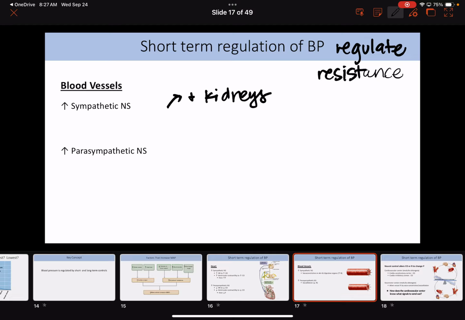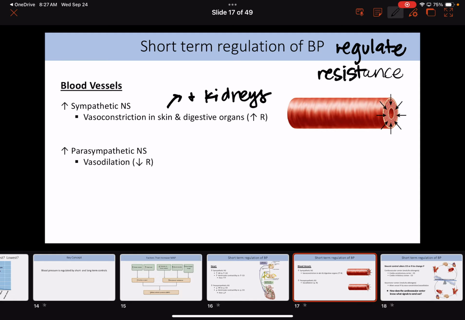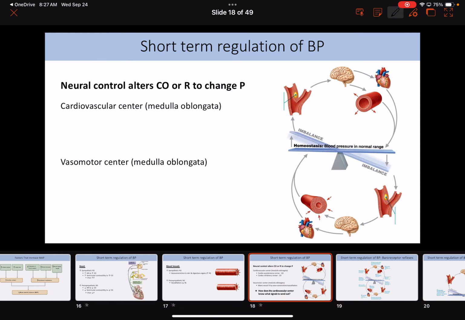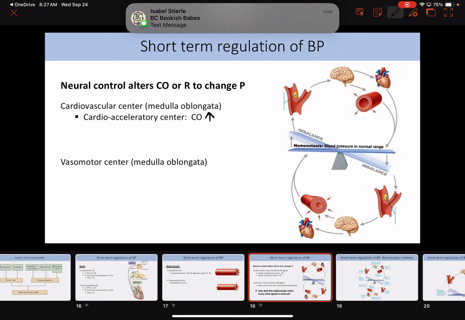Questions so far? Okay. We also have neurocontrols that alter cardiac output or resistance in order to change pressure. So we do have a cardiovascular center in the medulla oblongata. Our cardioacceleratory center, do you think this is going to increase or decrease cardiac output? Increase. Cardioacceleratory center is going to accelerate or speed up the heart.